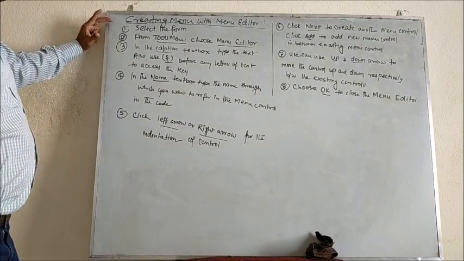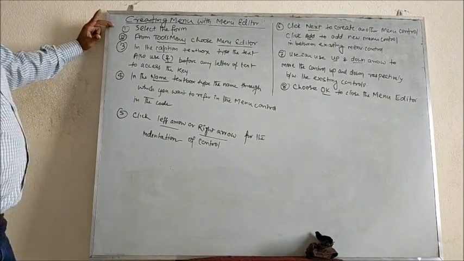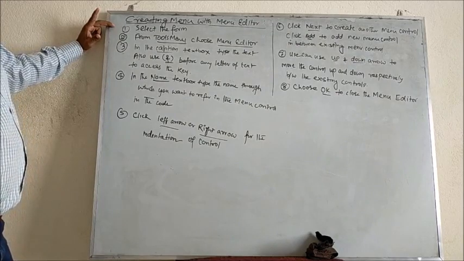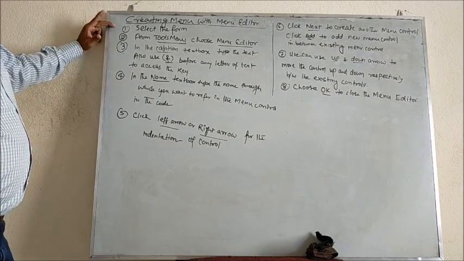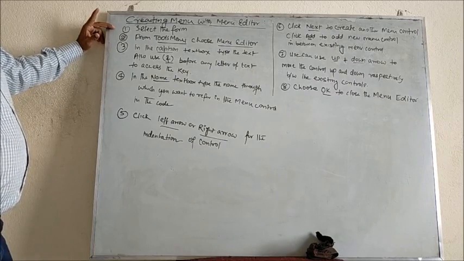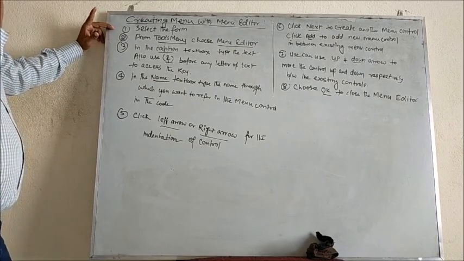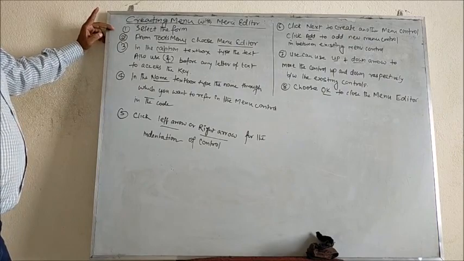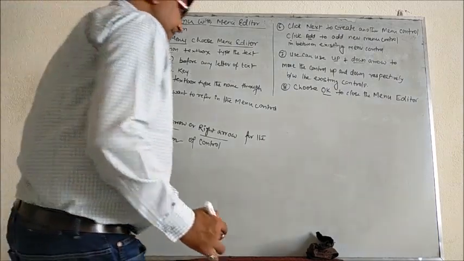Why do you have to select a form? Because on that form only you have to design the menu bar, and in the menu bar you have to design your menu titles and menu items. So the combination of menu titles and menu items can be termed as a menu control.